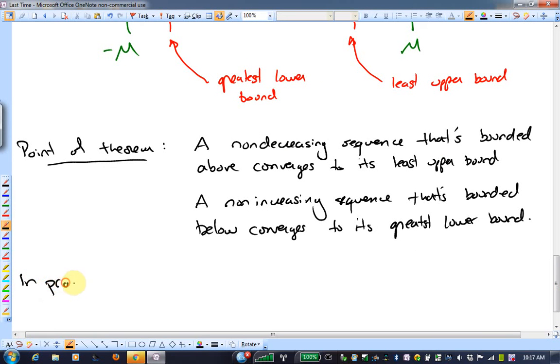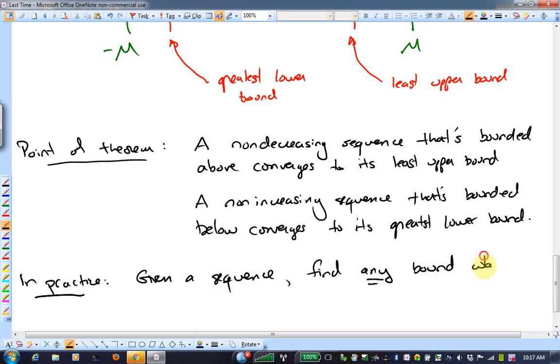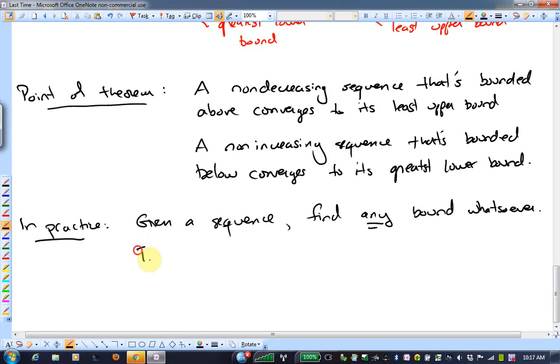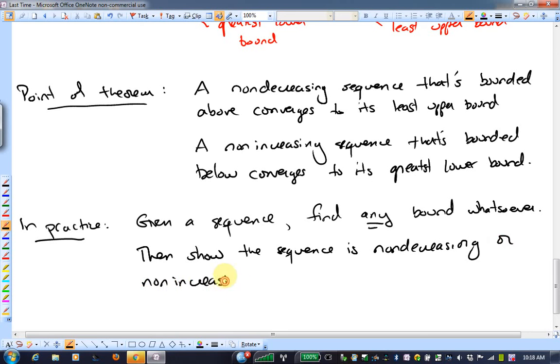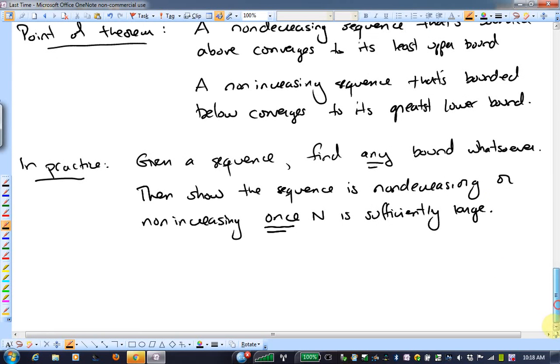In practice, to use this theorem, given a sequence, find any bound whatsoever, however you spell that, then show the sequence is non-decreasing or non-increasing, and this is the key thing, once n is sufficiently large. If you can do those two things, you win.